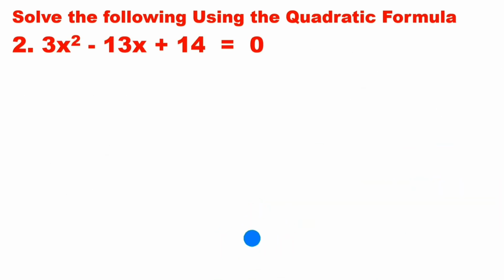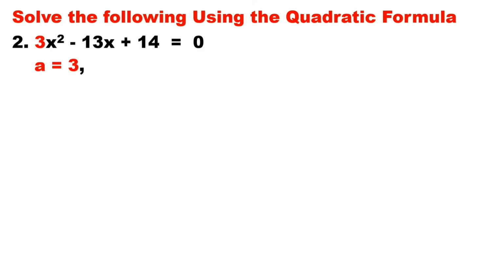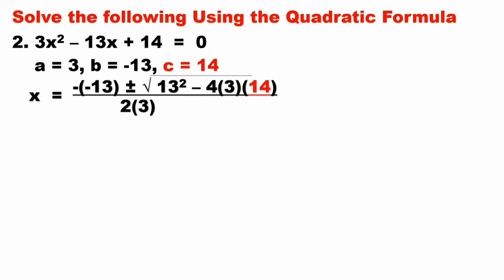Problem number 2, solve using the quadratic formula the equation 3x squared minus 13x plus 14 equals 0. Since the equation is already in standard form, we can now determine the values needed. a equals 3, b equals negative 13, and c equals 14. Substituting the values in the formula, we have negative of negative 13 plus and minus square root of 13 squared minus 4 times 3 times 14 all over 2 times 3.